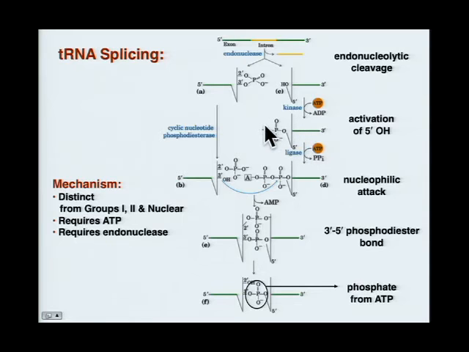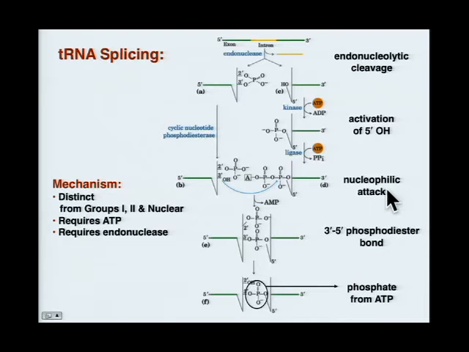We can then activate this phosphate, make this O minus a better leaving group, by adding an AMP. So the AMPylated version then can react. We have a nucleophilic attack of the 3' hydroxyl, so this cyclic structure opens up. The 3' hydroxyl attacks this phosphate and makes our new 3' to 5' bond. We're left with this unnatural 2' phosphate, and we cleave that off.